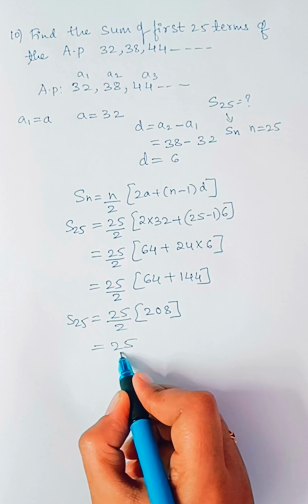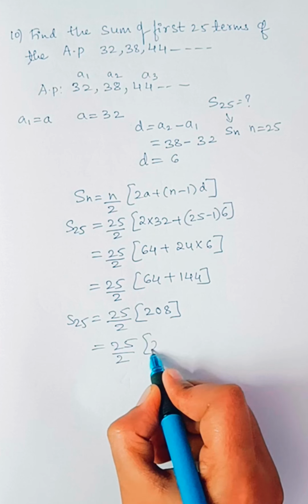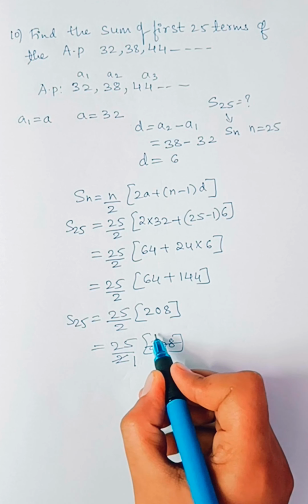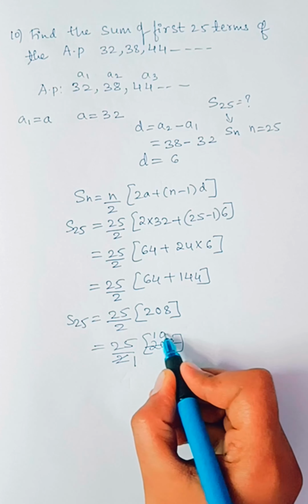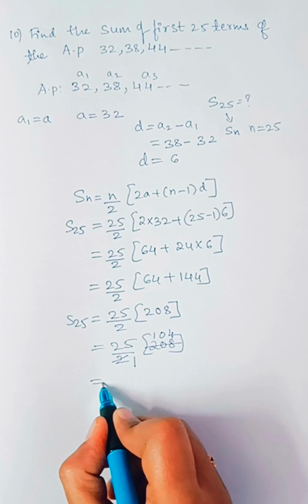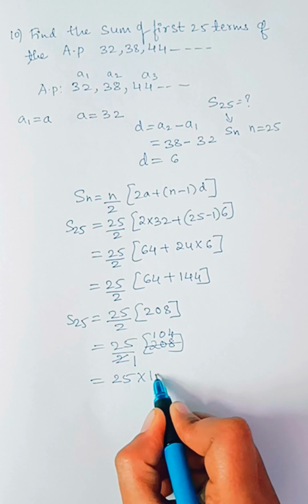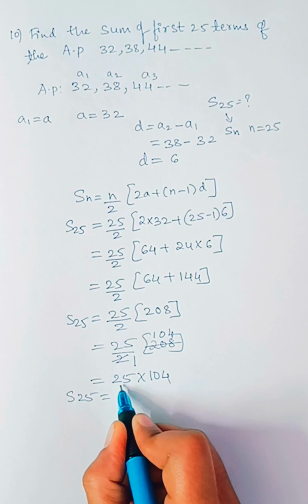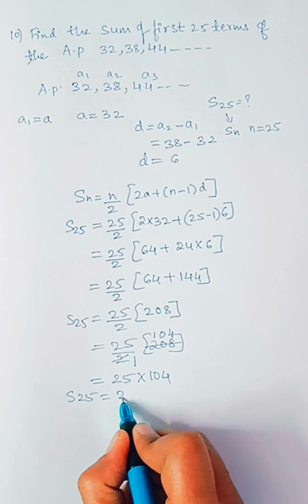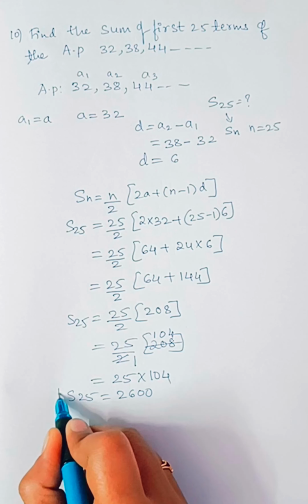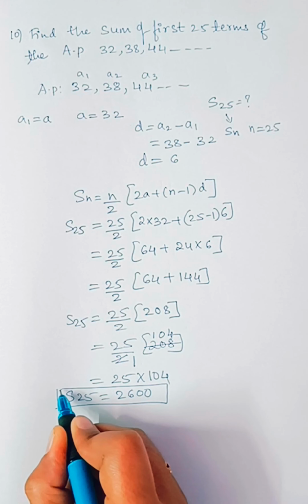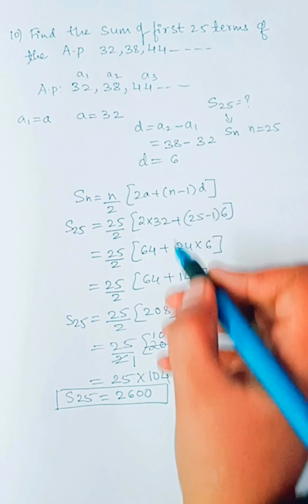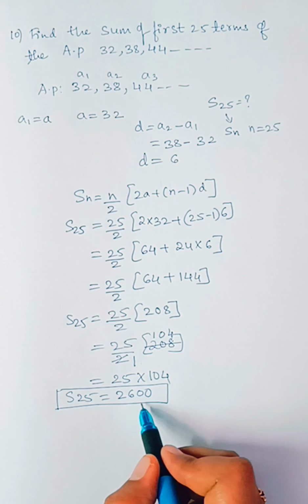So 25 divided by 2 into 208: 2 ones are 2, 2 ones are 2, 0 remains, 2 fours are 8. So 25 multiplied by 104. So what will be the value of S25? If you multiply these both, you will get 2600. So this is the sum of first 25 terms of the given AP, that is 2600.